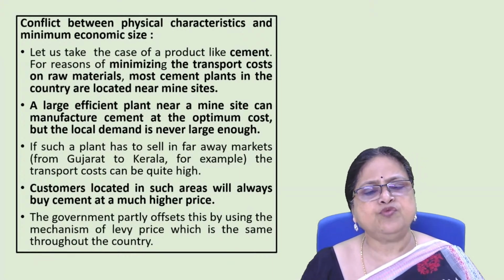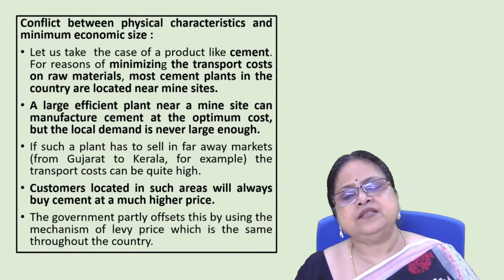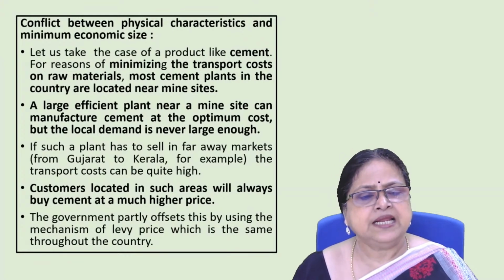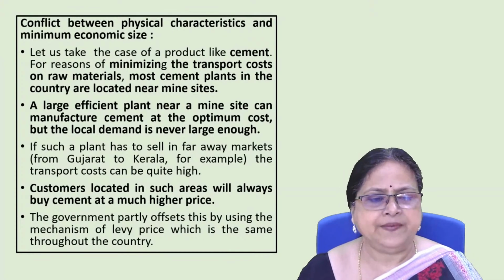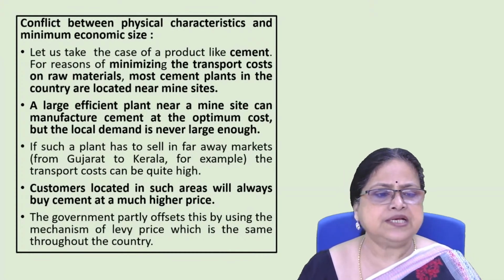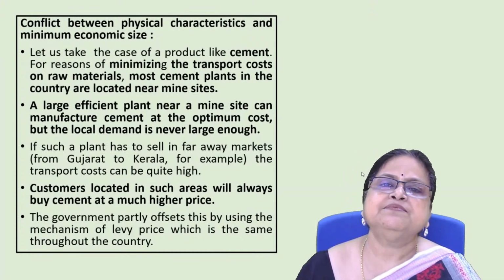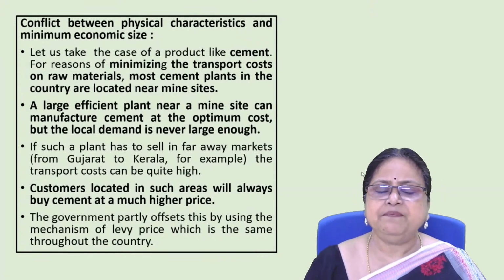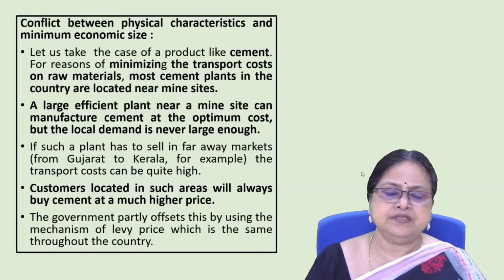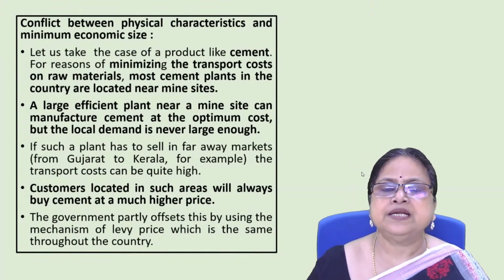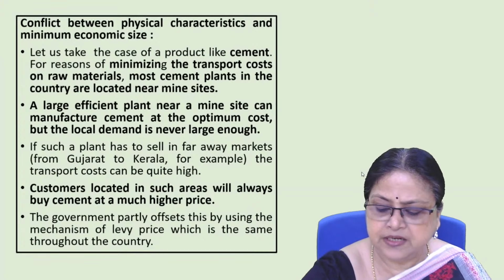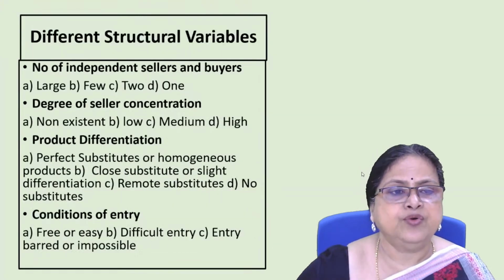So in this situation, what happens? It has to sell the product in far away markets like Gujarat, Kerala. So the transport cost will be very high. Customers located in such areas will always buy cement at a much higher price. The government partly offset this by using the mechanism of levy price, which is the same throughout the country, or what you are saying MRP, like that, but you are not getting it at a lower rate.